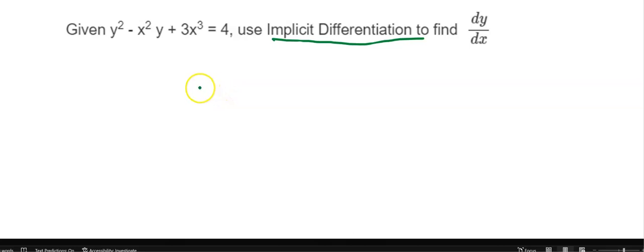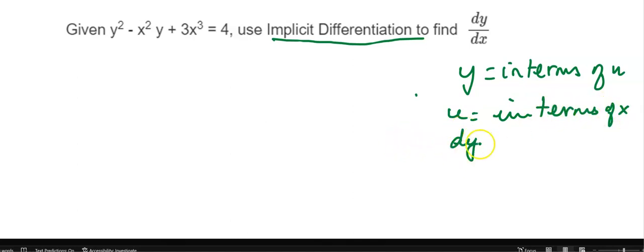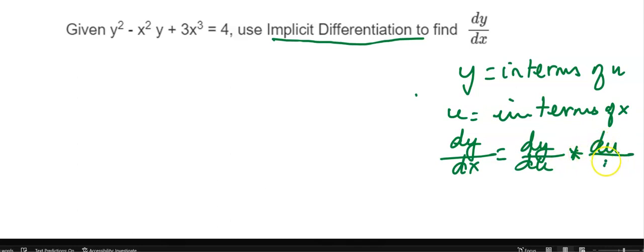Remember, with the chain rule, if you have a function y in terms of another variable u, and then u in terms of x, then to find dy dx, we use this chain rule, dy du times du dx. So that's the concept we are going to use here. We are going to differentiate each of these terms with respect to x.